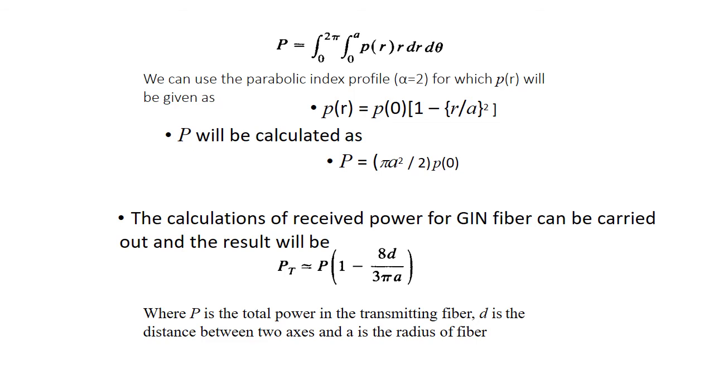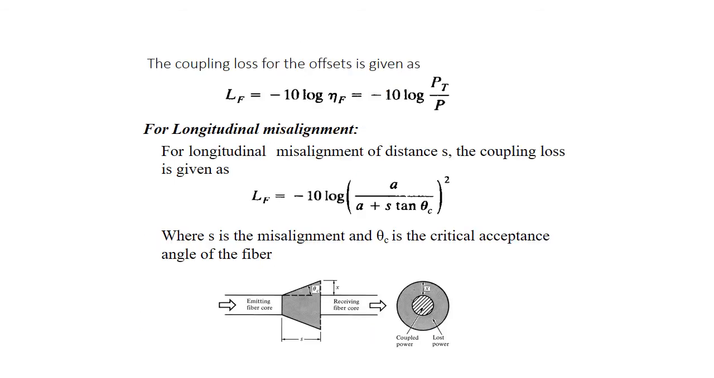The result will be P_T = P(1 − 8d/3πa). Here P is the total power in the transmitting fiber, d is the distance between the two axes, and a is the radius of the fiber. The coupling loss for the offset is given as L_F = −log η_F, which is equal to −10 log(P_T/P).